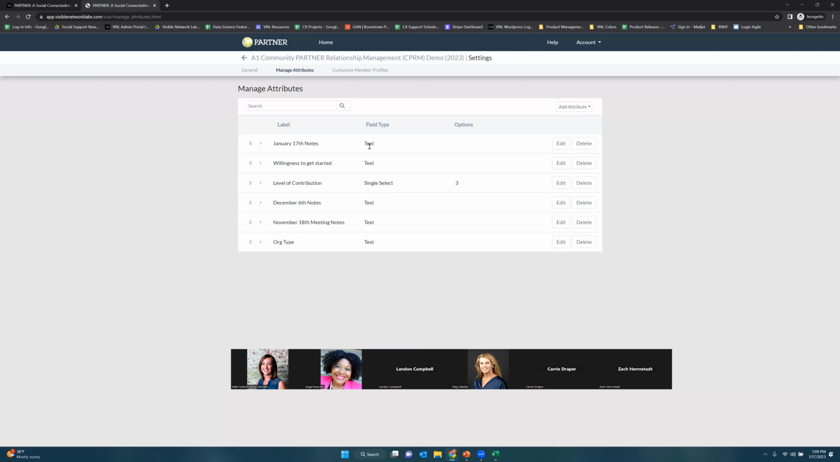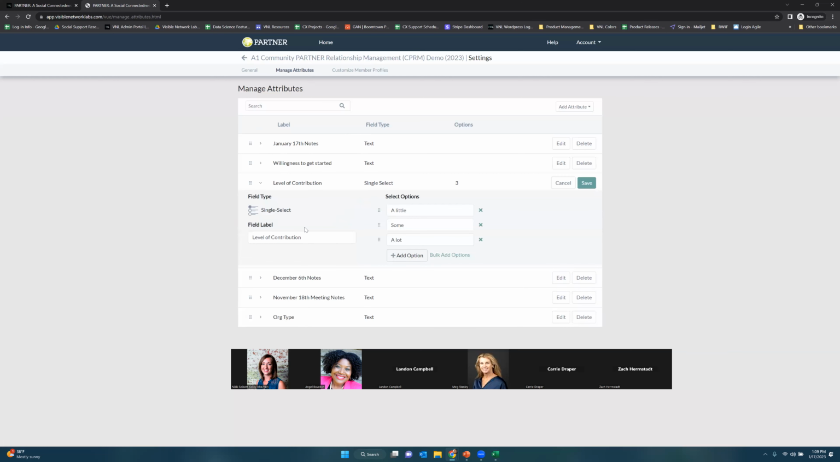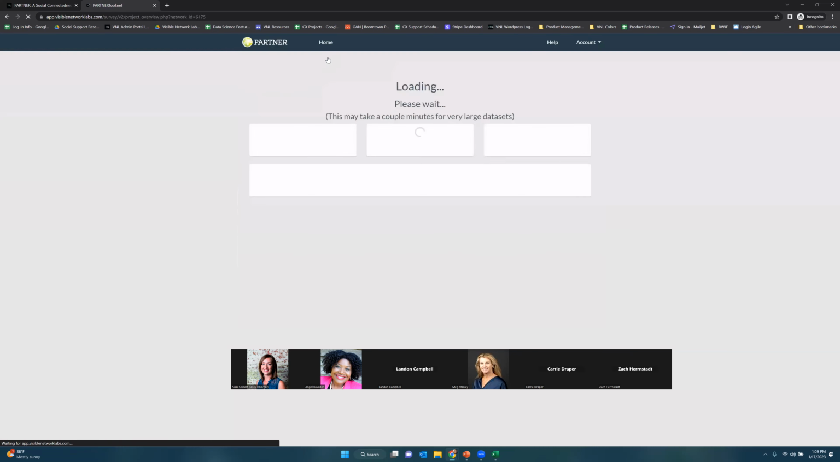So I added in that attribute, and I'm also going to make this my level of contribution. I'm going to edit it for new initiative, because maybe they have a level of contribution for a different program, or maybe a different event, right? If you're hosting multiple events or hosting different things, you can track it over time if that attribute changes for them.